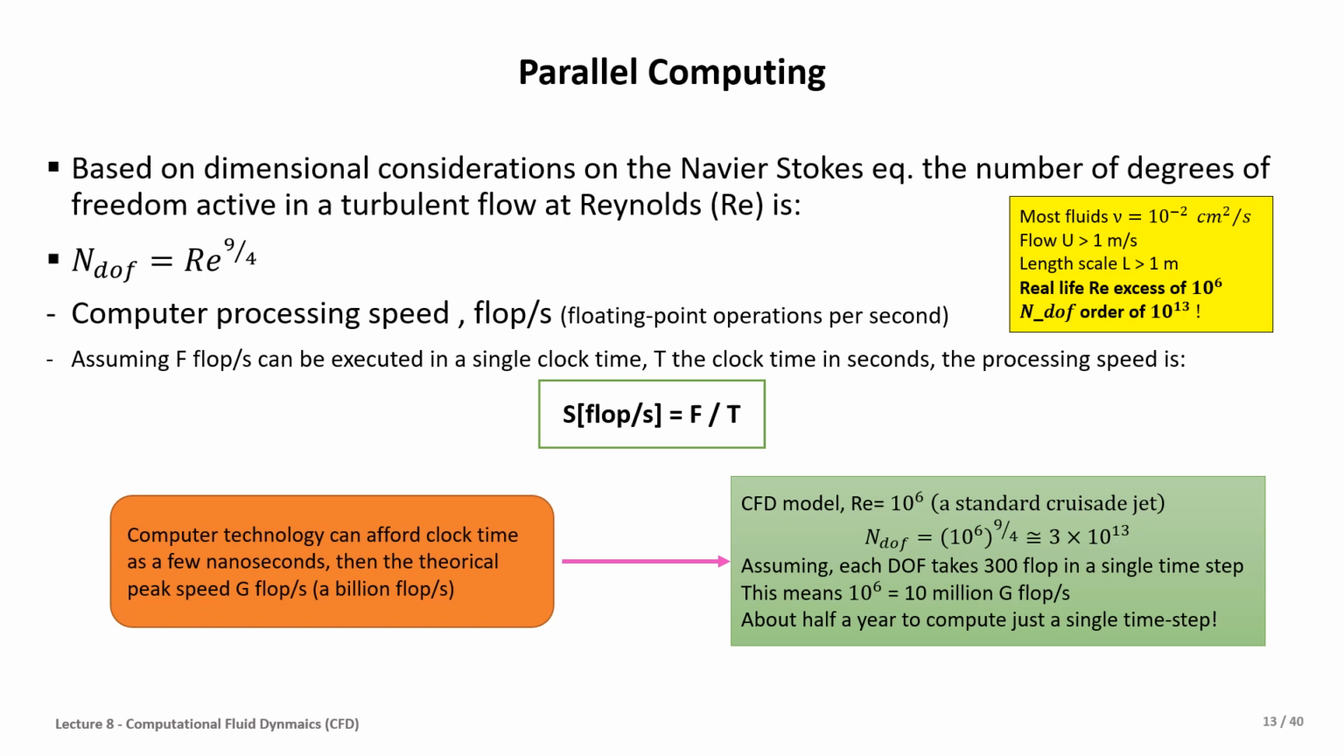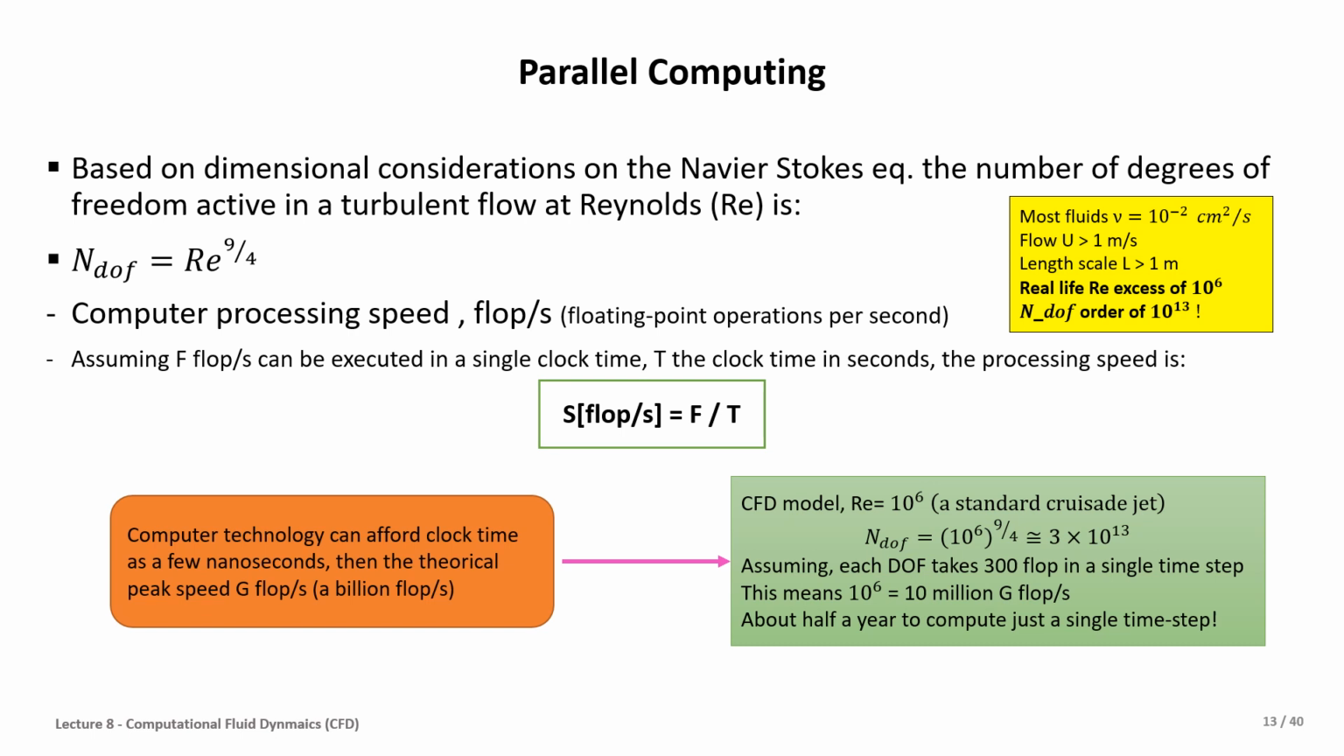And in computer processing, usually we calculate flops, floating point operations per second. If we assume the floating point operation is executed in a single clock time, t, where the clock time is a second, the processing speed will be in this arithmetic representation, F over t.